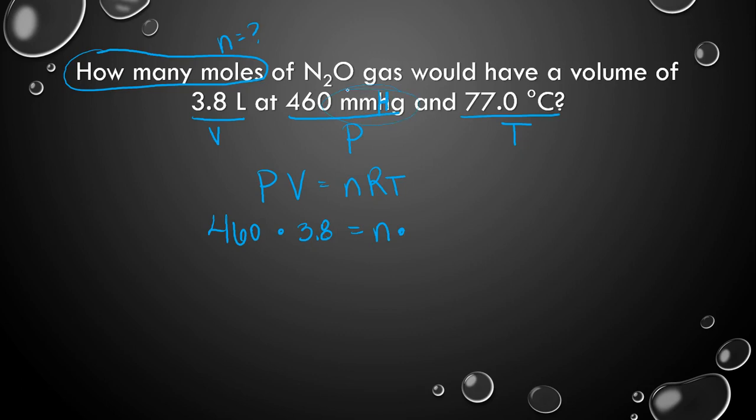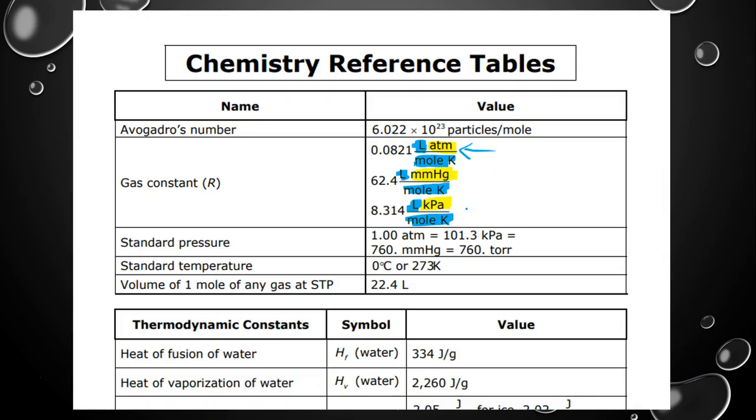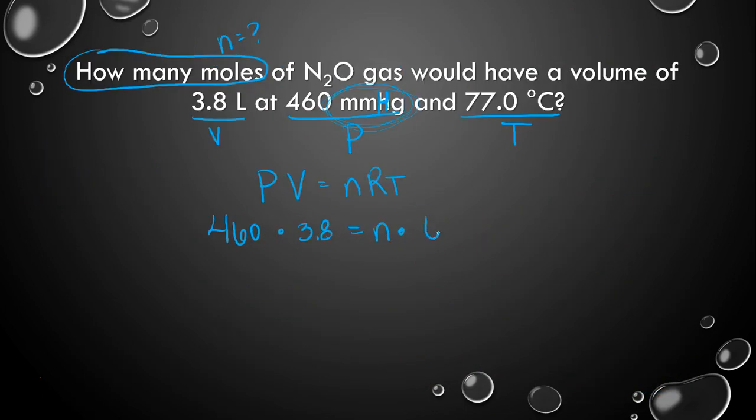I use the unit of pressure that's in my problem. This is millimeters of mercury. So if we go back 2 screens, this time we are using this one right here, second one. We're using the 62.4 because it's in millimeters of mercury. So coming back over here, we've got 62.4, and then this time will be 350 Kelvin, because 273 plus 77 is 350.